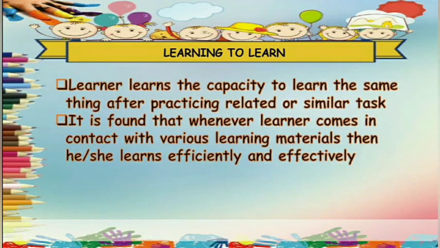Last but not least, learning to learn. In this theory, learners gain the capacity to learn the same thing after practicing a series of related or similar tasks. It is found that whenever learners come in contact with various learning materials, he or she learns efficiently and effectively. Learning to learn means when learning starts from one method, then it goes to another method.